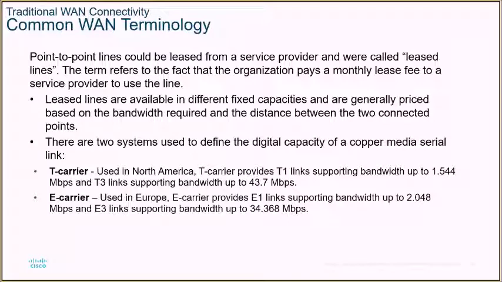There are two systems used to define digital capacity over a copper media serial link, the T or E carrier. T is again North American, E is European. So T1 is 1.544 megabits per second, while T3 is 43.7 megabits per second. Now Australia uses the E standard, so European, and so E1 is 2 megabits per second, and E3 is 34.3 megabits per second.